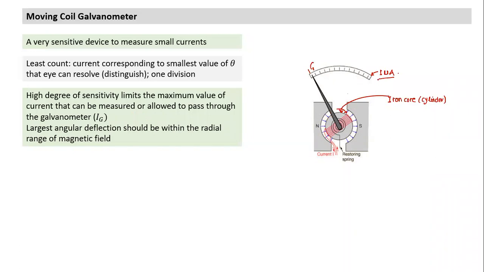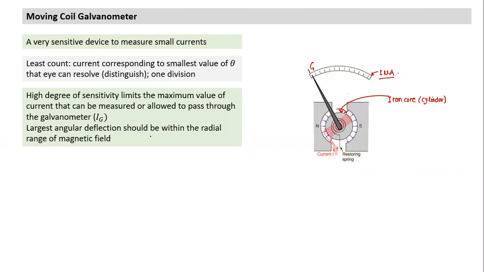But in day-to-day life, we come across currents which are much greater. In homes, typical appliances, though it is AC current, in terms of magnitude are of the order of 5 or even 10 amperes, which is common. So the problem is, we have a moving coil galvanometer, and that's a limitation it has. If we have a high degree of sensitivity, it limits the maximum value of current that can be measured or allowed to pass through the galvanometer. We use the term I_G to indicate current going through the galvanometer.